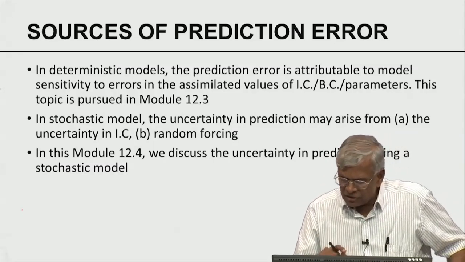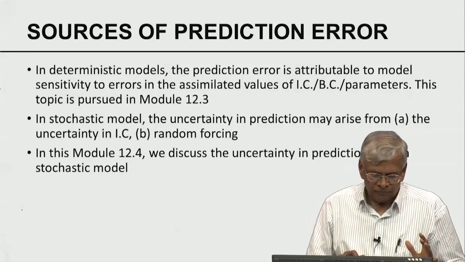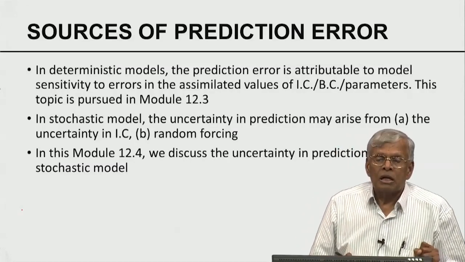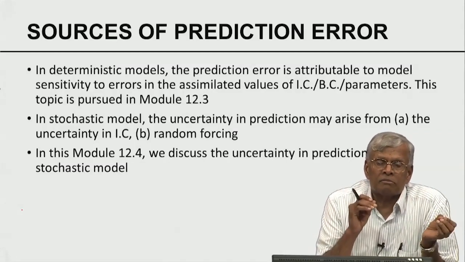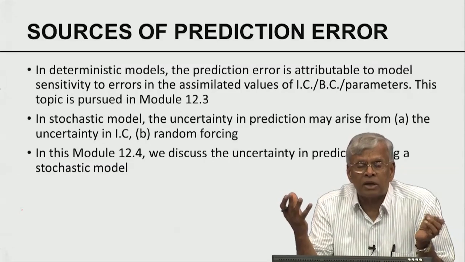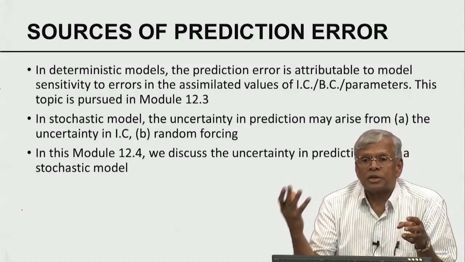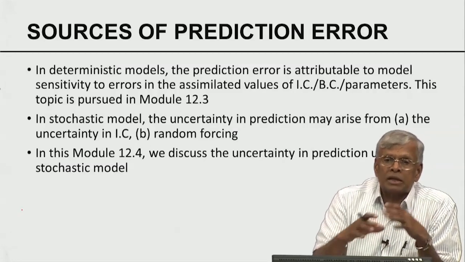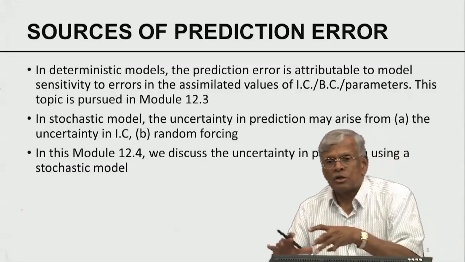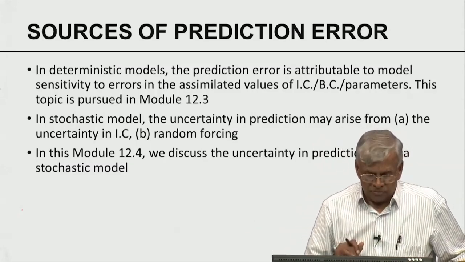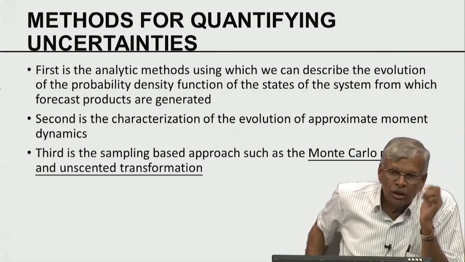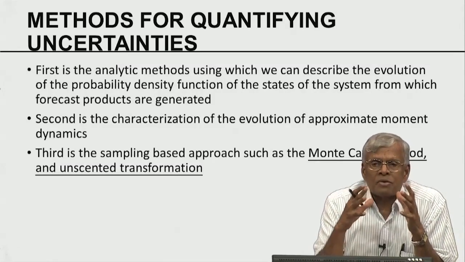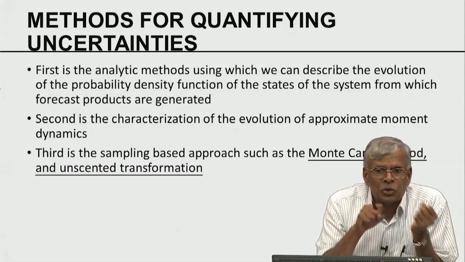So in this module, we discuss the resulting uncertainty in the prediction induced by the uncertainty in the initial condition and the uncertainty in the forcing. In a deterministic model, if the initial condition is random, the solution exhibits random behavior. If the forcing is random, the solution exhibits random behavior. If both the initial condition and the forcing are random, then the combination of the two also results in a stochastic prediction. So within the stochastic model setup, we need to worry about the uncertainties in the prediction induced by these two sources of randomness.